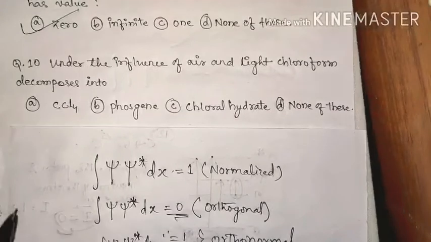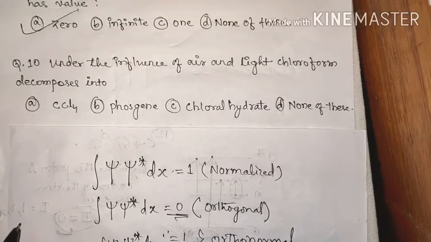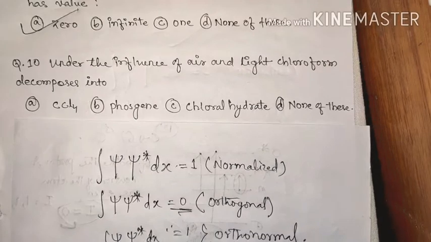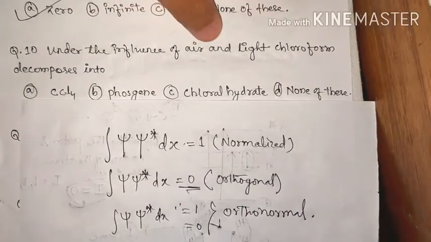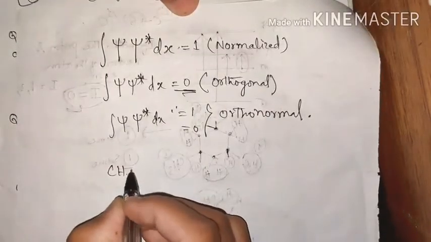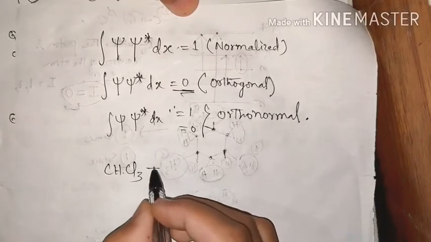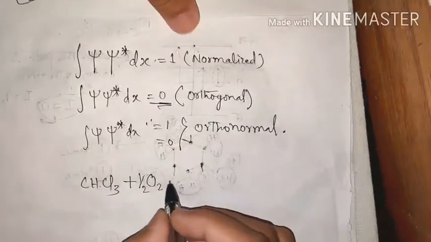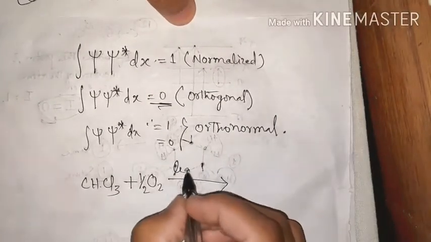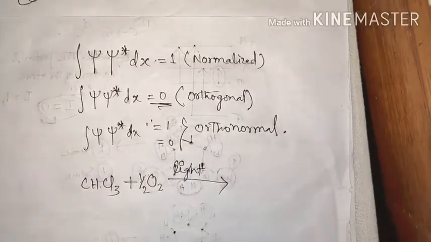The next question is, under the influence of air and light, chloroform decomposes into carbon tetrachloride, that means CCl4, phosphine, chloral hydrate, or none of these. So what will be the answer? Chloroform means CHCl3. Under the presence of oxygen, that means air, and if we give light here, this is a very normal question.